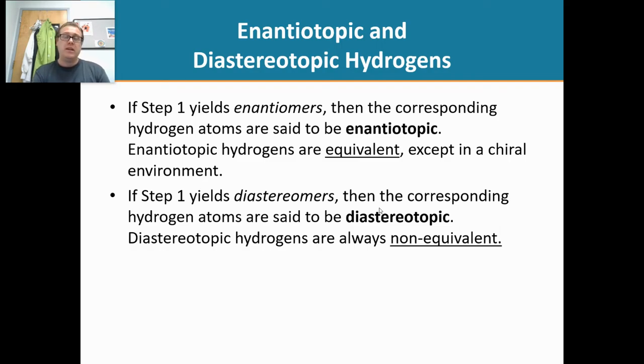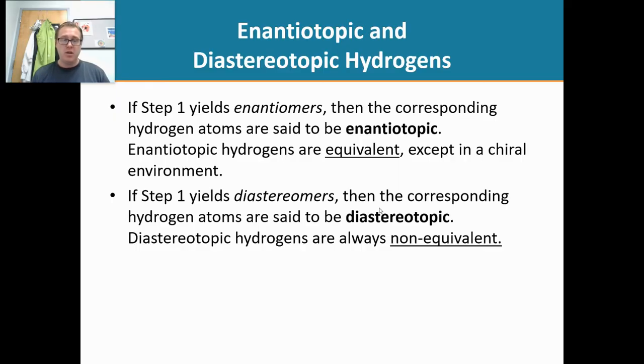So what does that mean? If you're trying to purify a compound and you use a chiral column, then they're not going to be equivalent. The chiral environment is basically the experiment that you're doing. So when we're looking at molecules and asking whether they are equivalent or not, or determining if they're enantiotopic or diastereotopic, always assume that you are not in a chiral environment unless I specifically tell you.